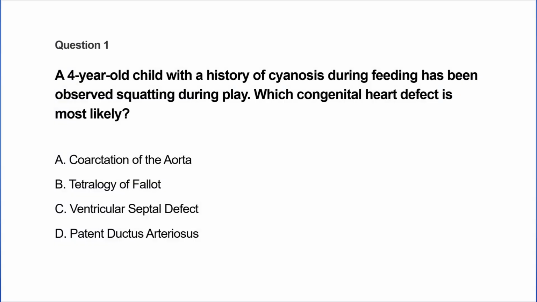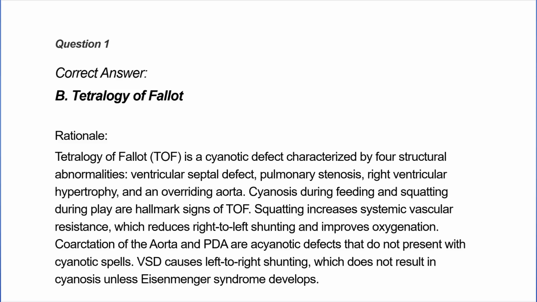A 4-year-old child with a history of cyanosis during feeding has been observed squatting during play. Which congenital heart defect is most likely? A. Coarctation of the aorta. B. Tetralogy of Fallot. C. Ventricular septal defect. D. Patent ductus arteriosus. Answer: B. Tetralogy of Fallot.